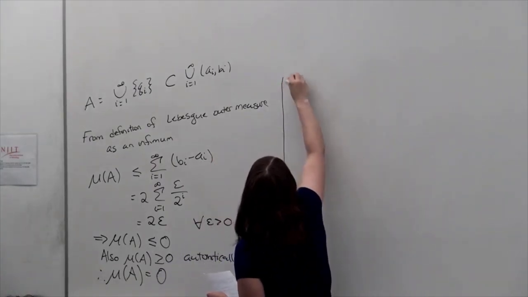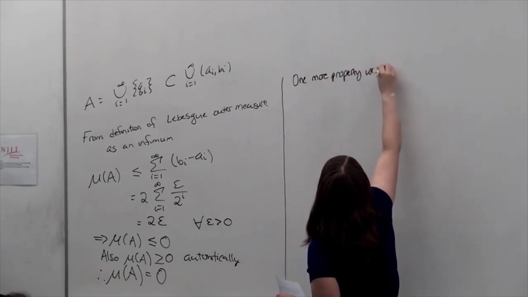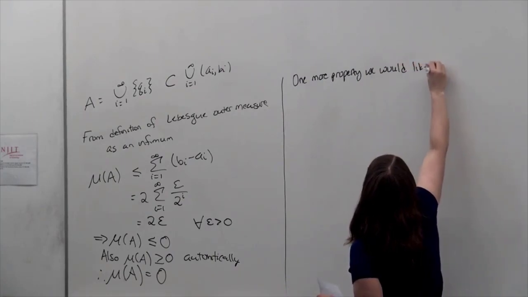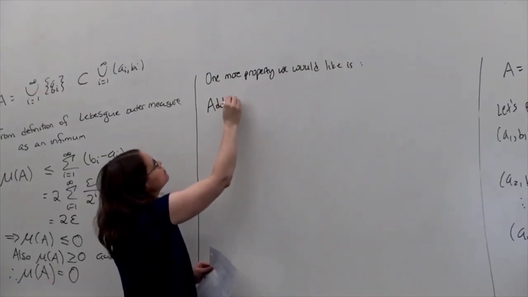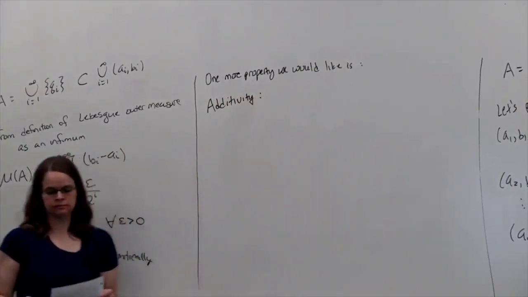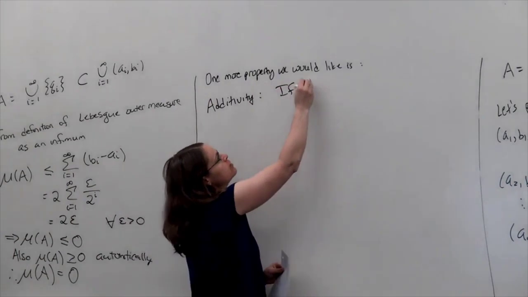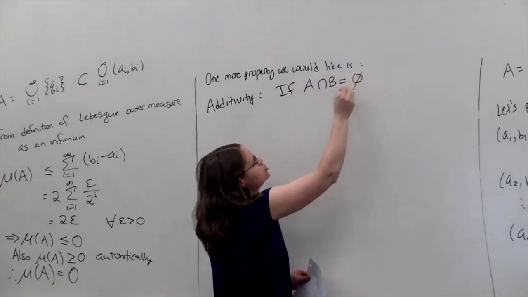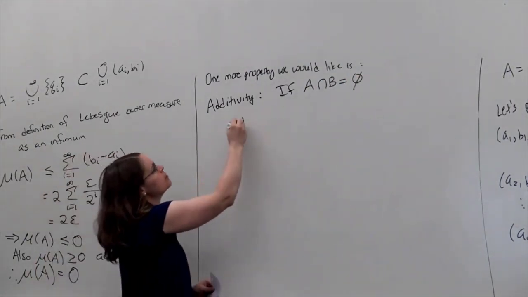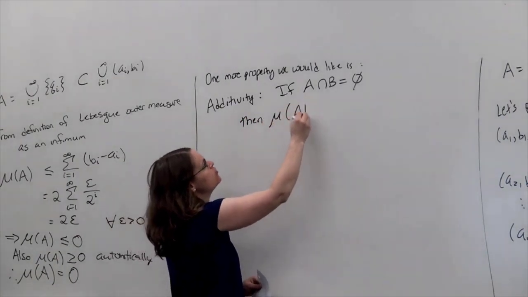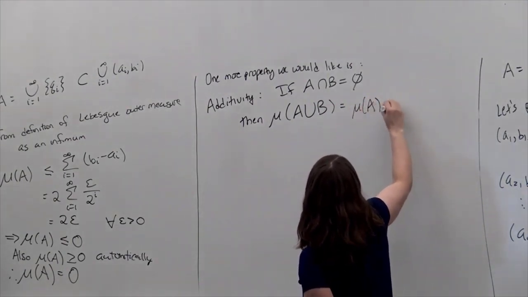So one more property we'd like is this one, additivity. We'd like to say that if these two sets are disjoint, then the measure of their union is just the size of A plus the size of B.